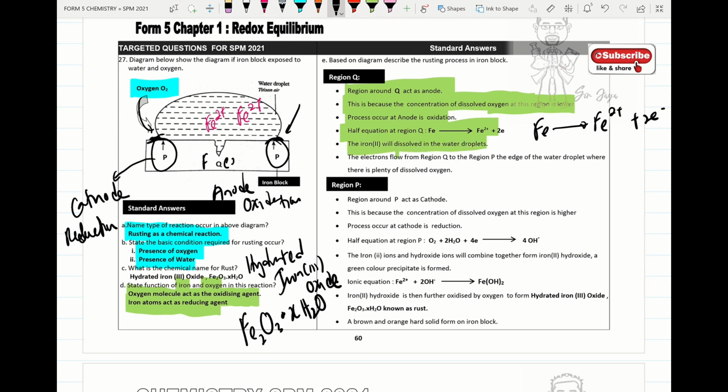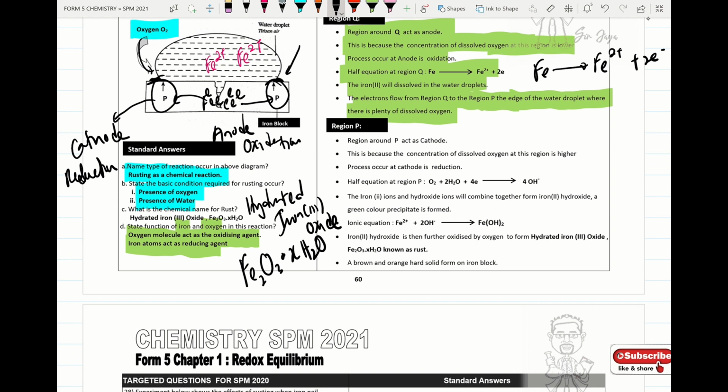The electrons donated here will move to the edge of the iron block where the concentration of dissolved oxygen is higher. So the electrons will flow from region Q to region P, the edge of the water droplet where there is plenty of dissolved oxygen. So region P will act as the cathode. The process that occurs at the cathode is reduction. Why is this the cathode? Please remember, because this region contains a higher concentration of dissolved oxygen.